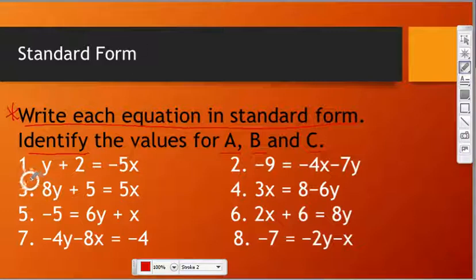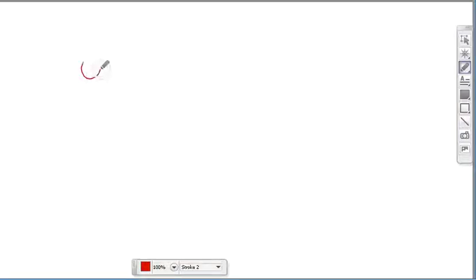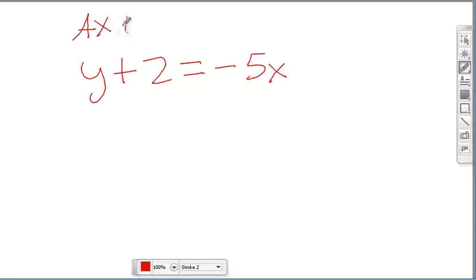The ones that you are going to do on your own are number 3, number 6, and number 7, and we will do the rest of them together. So number 1, y plus 2 equals negative 5x. Okay, now we need to write this equation in standard form. So remember, standard form is where we have the x term and then we have the y term equal to the term that's just a number. So let's go ahead and look at this question number 1.